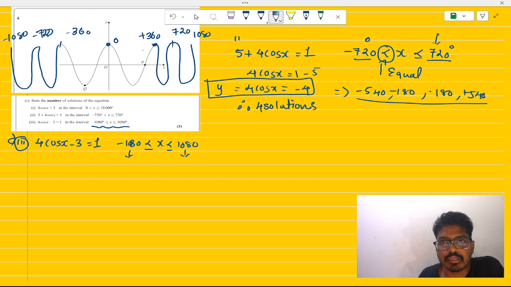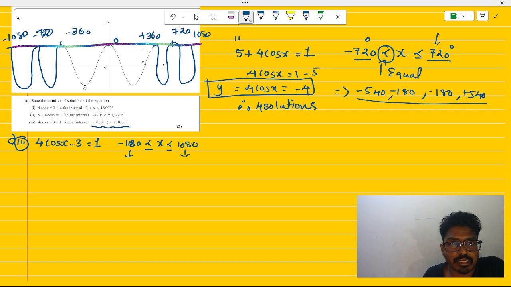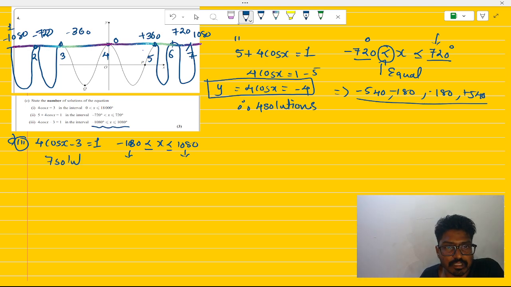Finally, if you extend the curve, we can see how many points it touches. Let us say from the negative side to the positive side: 1, 2, 3, 4, 5, 6 and 7 points. So total 7 solutions for this question. Here it includes 0 as well. In the previous question it did not include 0. Okay, so total here for part C it will be 7 solutions. I hope you have understood this question.